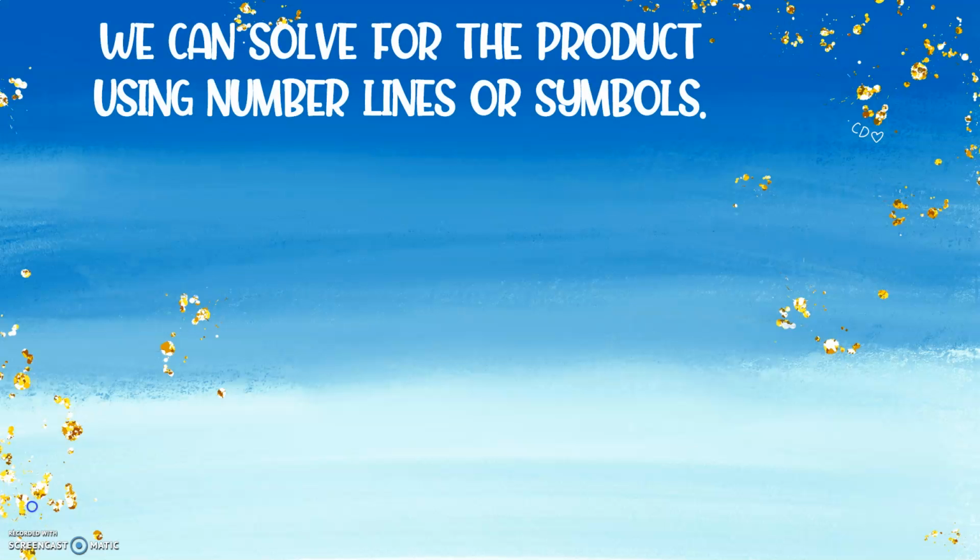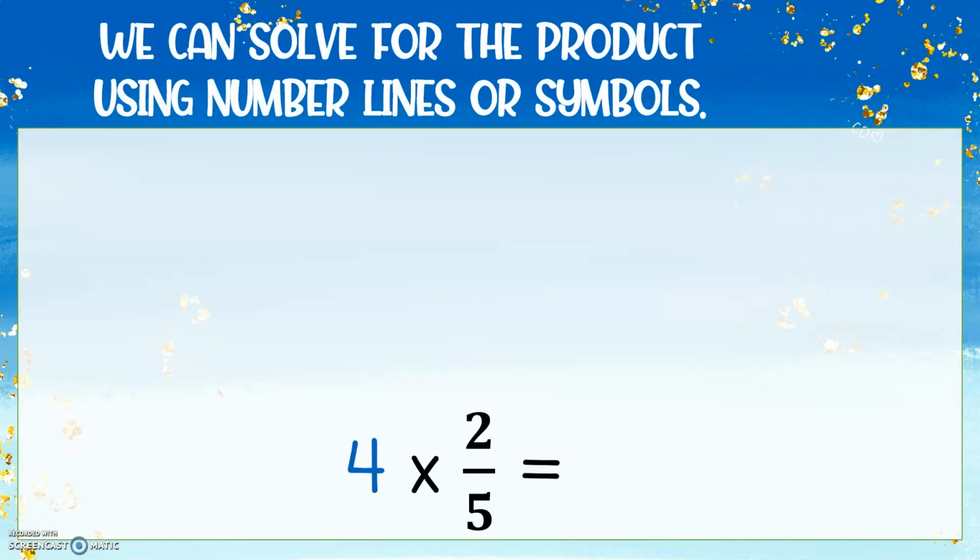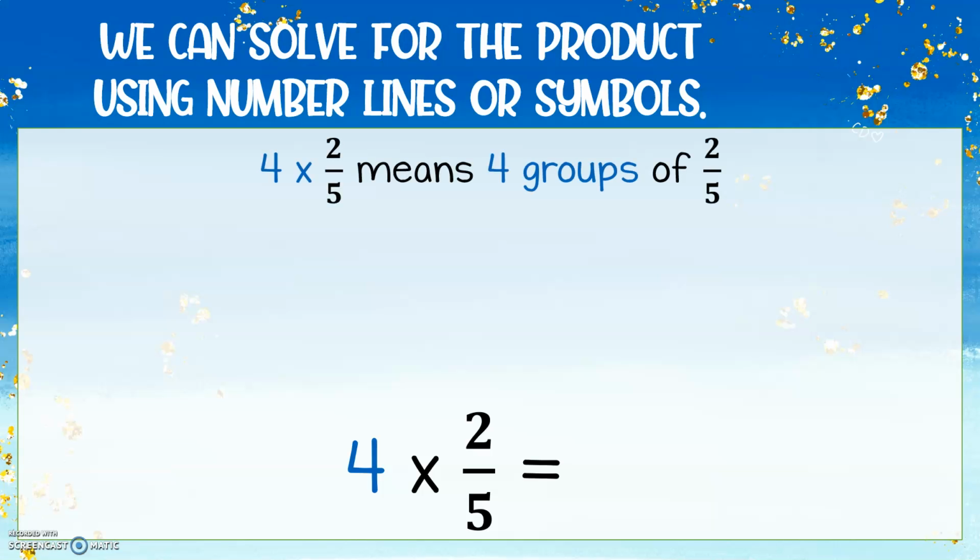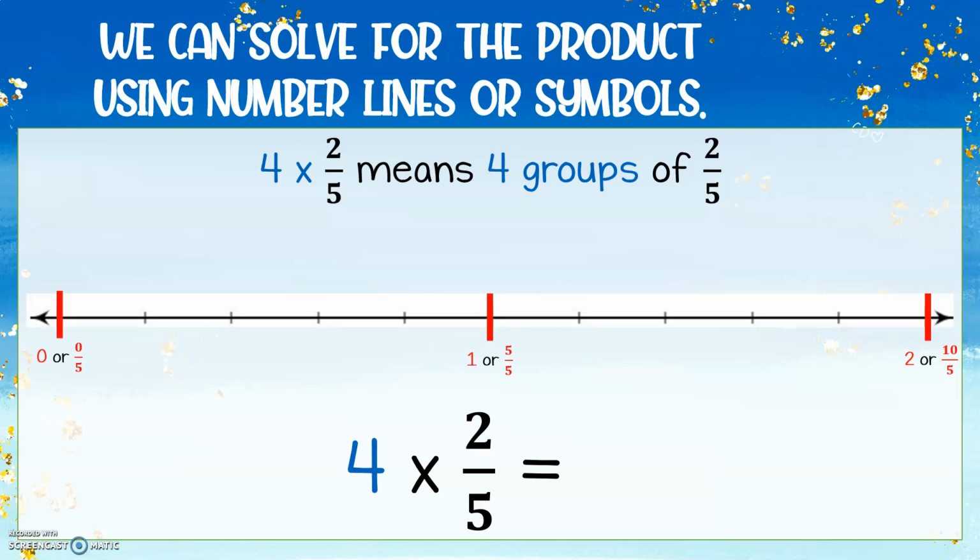So for this example, we're going to be focusing on using number lines and symbols and equations to help us solve. So the equation we're going to be solving today is 4 times 2/5. And we know that 4 times 2/5 also means 4 groups of 2/5. So instead of setting up equal groups, I'm going to set up a number line. And my number line is going to be broken into fifths.